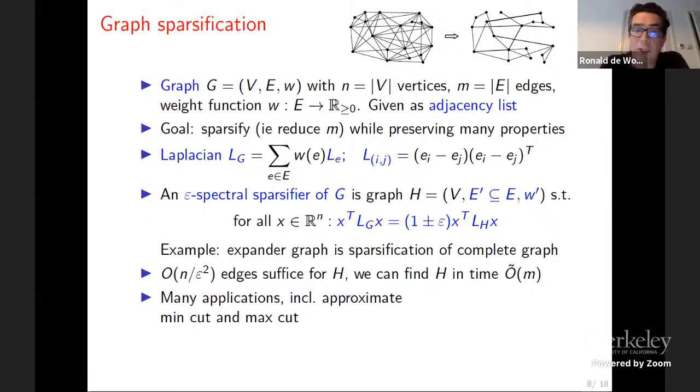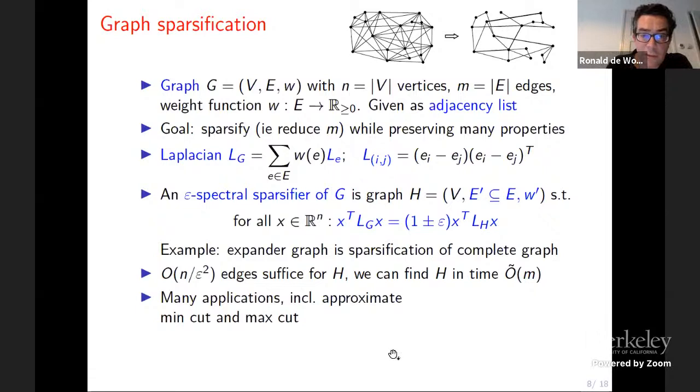It's almost the same. So if you want to approximate the min cut in your graph, and you don't like dense graphs, what do you do? You first sparsify it, and then you run a min cut algorithm on the sparsified graph. And similarly with max cut. Max cut is a very different problem because it's NP-hard, while min cut is in polynomial time. But the best possible approximation you can get for max cut is done in this way. You take your graph, you sparsify it, and then you solve the SDP for the sparsified graph, the Goemans-Williamson SDP.